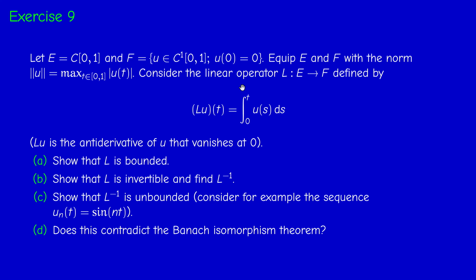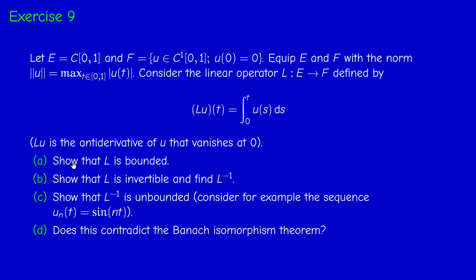Now we consider the linear operator L defined by the integral of u. If u is a function, L of u is just the antiderivative of u which vanishes at 0, because when I put t equals 0, I get 0. So this is what we call an integral operator. So u is a function and Lu is a function. So Lu is an element in capital F. We know that the antiderivative actually is C1 by the fundamental theorem of calculus, because the derivative of Lu is just u. So if u is continuous, Lu is C1. So Lu is really in F.